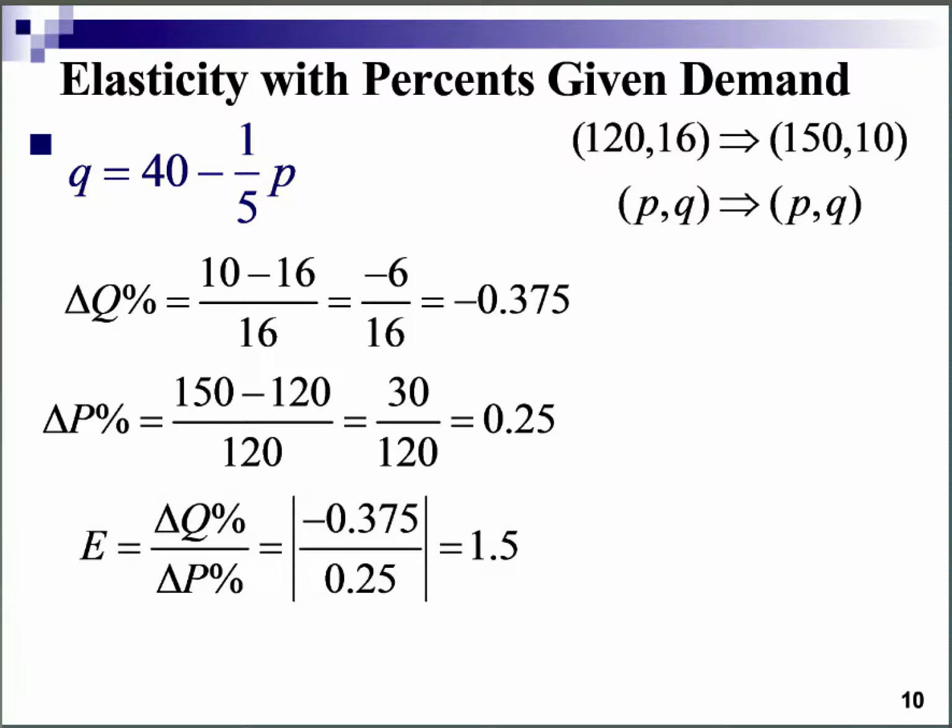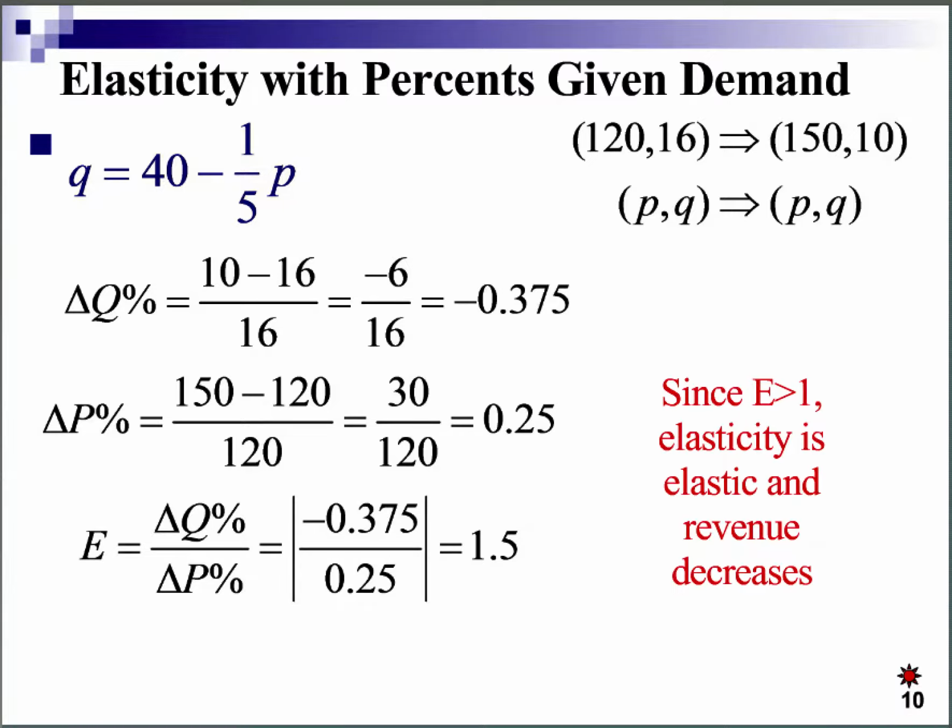So therefore, when we take the ratio of those two percentages, we end up with 1.5. The numerator is larger than the denominator, therefore our ratio is bigger than 1. And you notice here we take the absolute value of this ratio to end up with just a positive elasticity value. So our elasticity value here is 1.5. This means that because it's bigger than 1, we have an elastic situation and our revenue decreases because our quantity in demand is dropping much more quickly than our price increase.